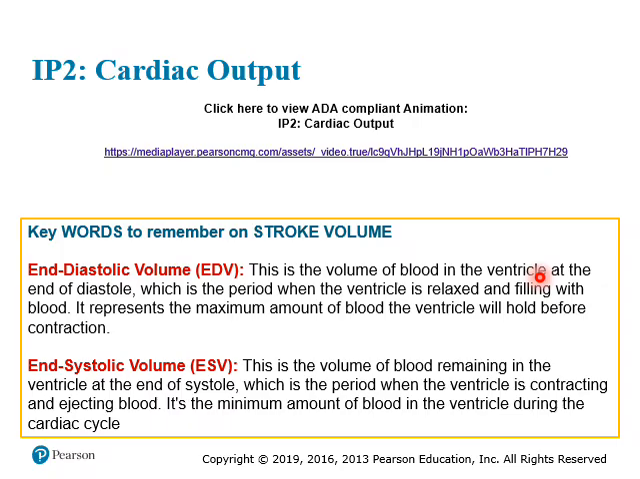The end diastolic volume is the volume of blood in the ventricle at the end of diastole, which is a period when the ventricle is relaxed and filling with blood. It represents the maximum amount of blood the ventricle will hold before it contracts. The end systolic volume is the volume of blood that remains in the ventricle at the end of systole, which is a period when the ventricle is contracting and ejecting blood. It's the minimum amount of blood in the ventricle during a cardiac cycle.